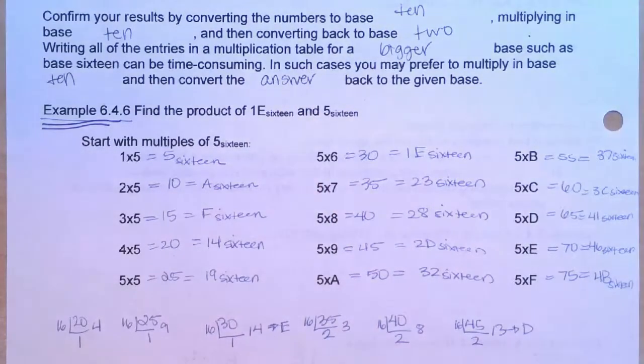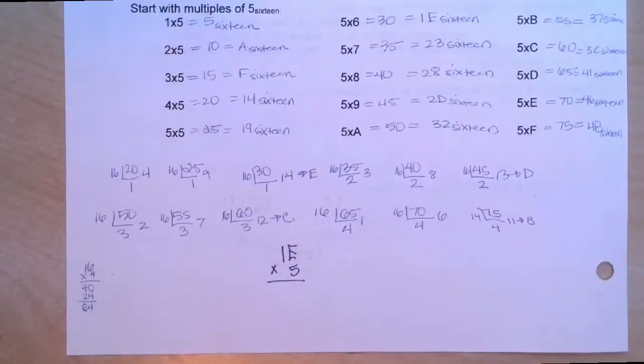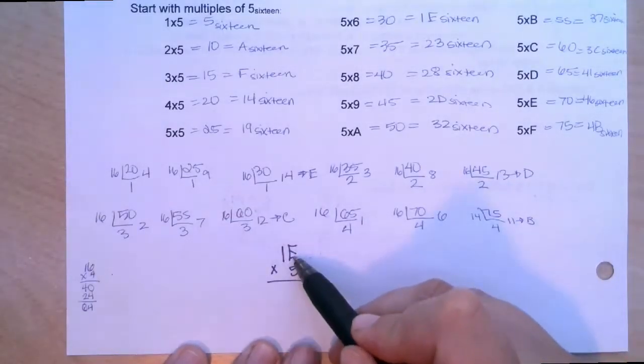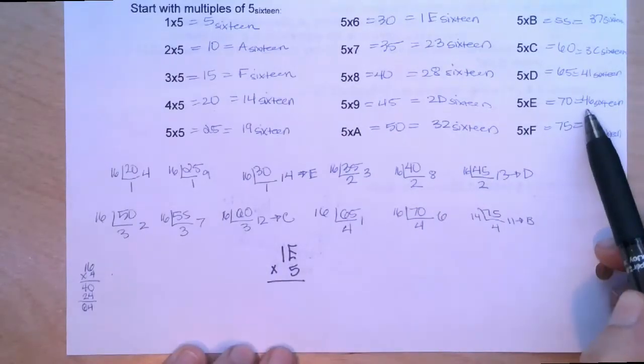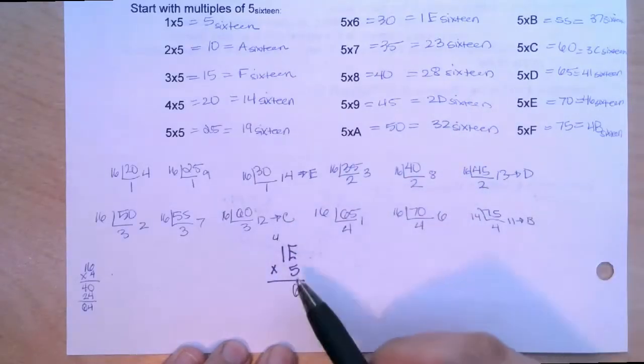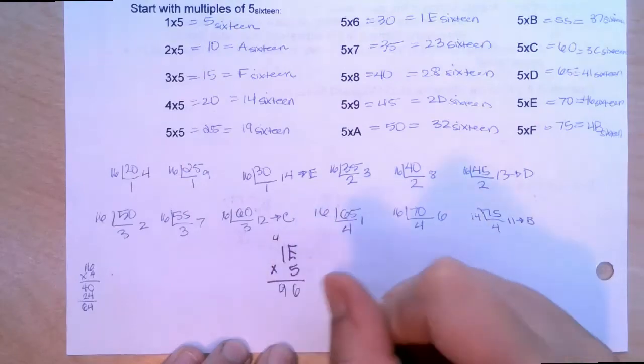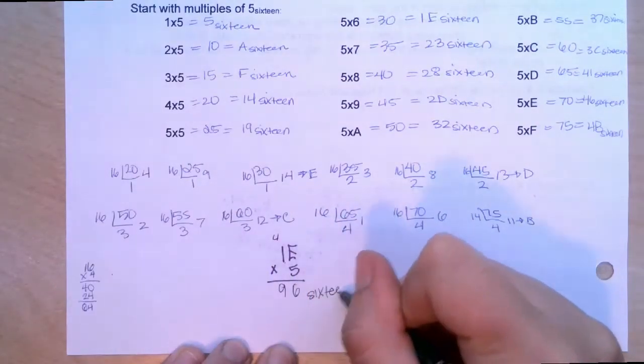Okay. Or what you can do, and what I've taken the liberty to do, is I did the 5 table for every digit in base 16. And I already multiplied those out. So we're going to go ahead and jump to multiplying in base 16. Okay. E times 5, we just go up here, was 46. So we get a 6, carry the 4. 5 times 1 was 5, and then we add 4, so we get 9. So our answer is 96, base 16.